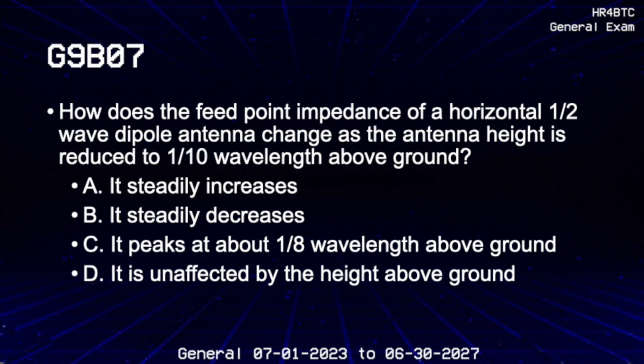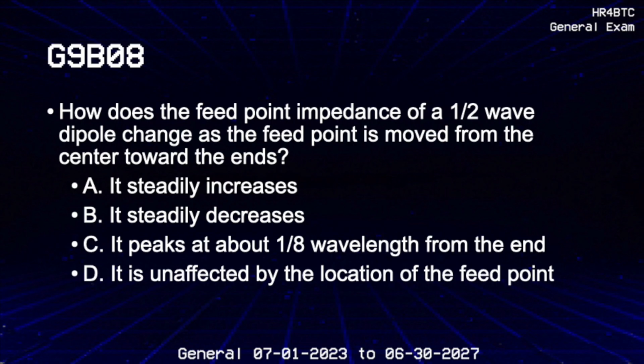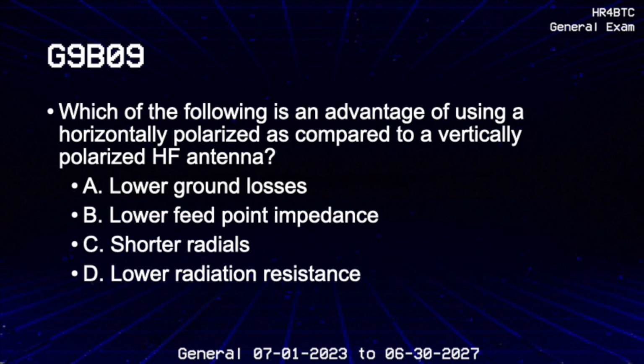How does the feed point impedance of a horizontal 1/2 wave dipole antenna change as the antenna height is reduced to 1/10 wavelength above ground? It steadily decreases. How does the feed point impedance of a 1/2 wave dipole change as the feed point is moved from the center toward the ends? It steadily increases. Which of the following is an advantage of using a horizontally polarized as compared to a vertically polarized HF antenna? Lower ground losses.